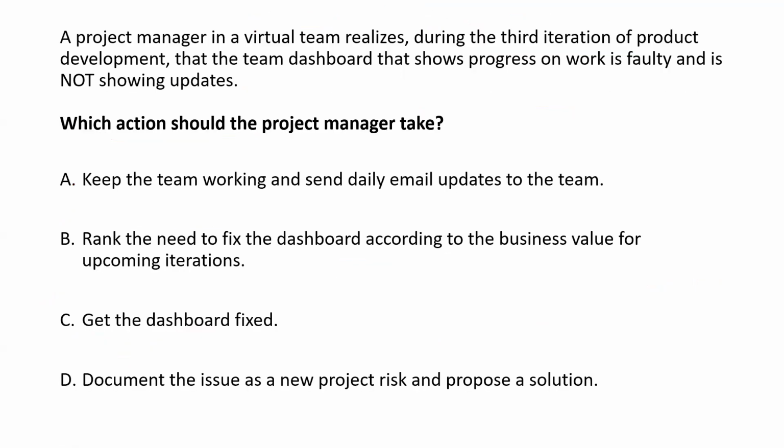Great. Let's go next. A project manager in a virtual team realizes during the third iteration of product development that the team dashboard that shows progress on work is faulty and is not showing updates. What will you do as a project manager? Keep the team working and send daily updates, or rank the need to fix the dashboard, or get the dashboard fixed, or document the issue as a risk. And I think the answer is quite clear. What are you going to do?